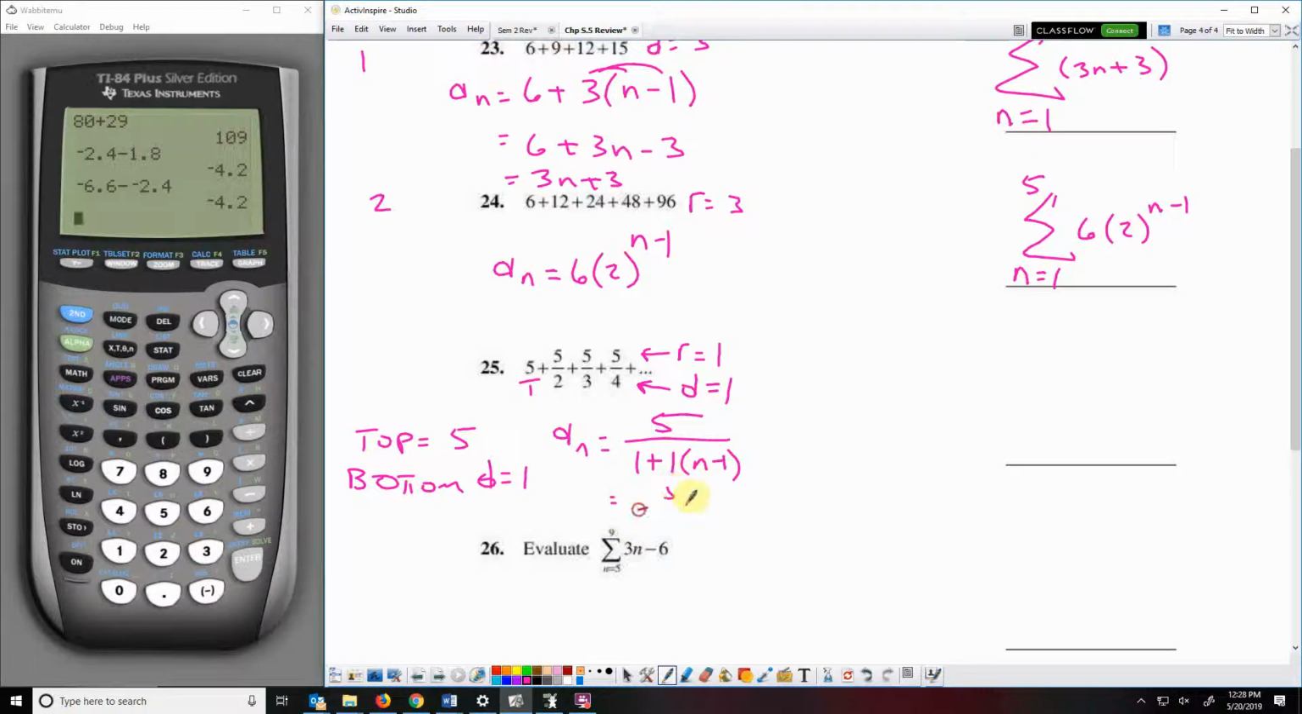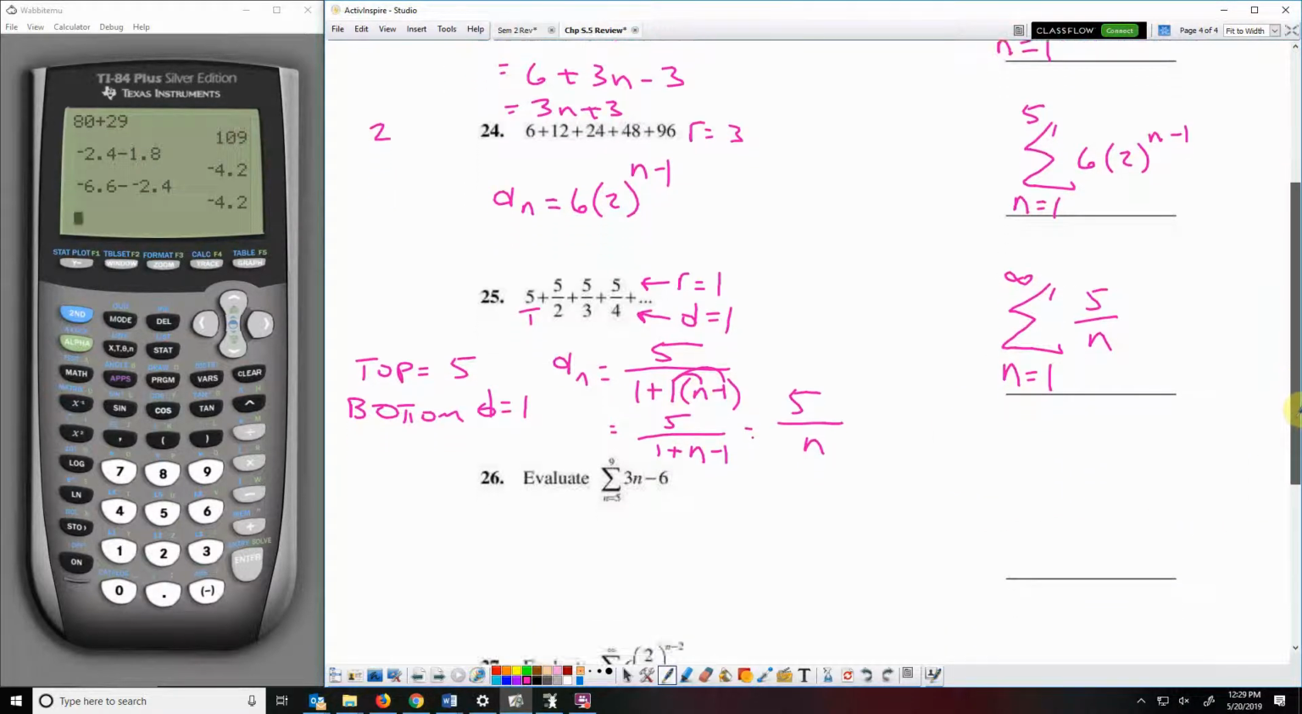So that's 5 over 1 plus n minus 1. And that simplifies. 1 minus 1 is 0, so it simplifies to n. So it's the summation of the series 5 over n from term 1 through, and it ends at dot, dot, dot, infinity. So the summation of terms 1 through infinity.